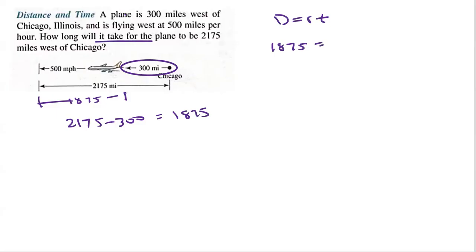And they're asking how long will it take for the plane to go west of Chicago. Our rate, R, is 500 miles per hour. And then T, I don't know what that is. That's what we're looking for: how long, T is time. Then I just solve for T, so we divide both sides by 500.